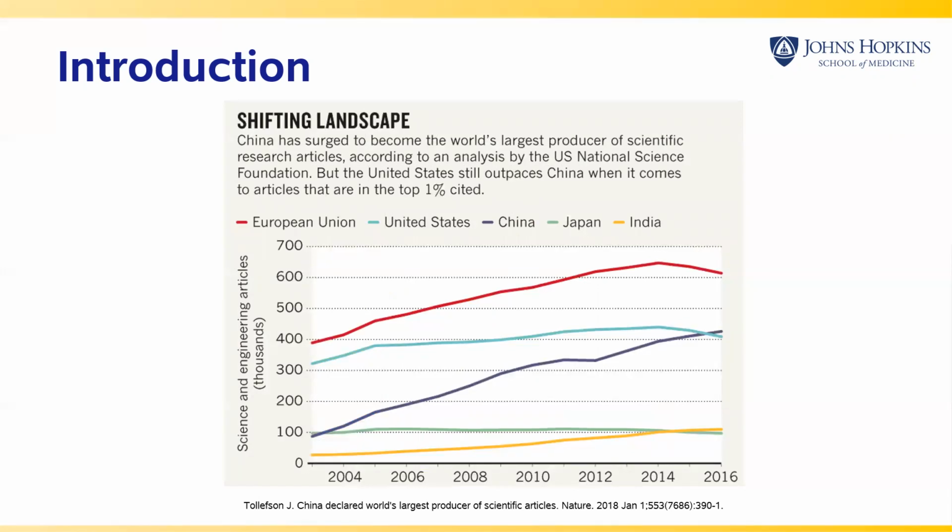Correspondingly, the number of scientific publications from China has been surging. This figure shows the trend of scientific publications by country. The purple line represents China. In 2016, China became the largest producer of scientific publications.